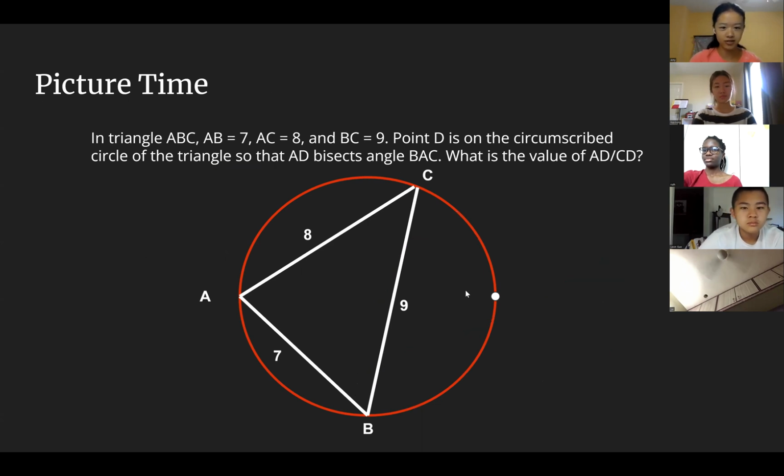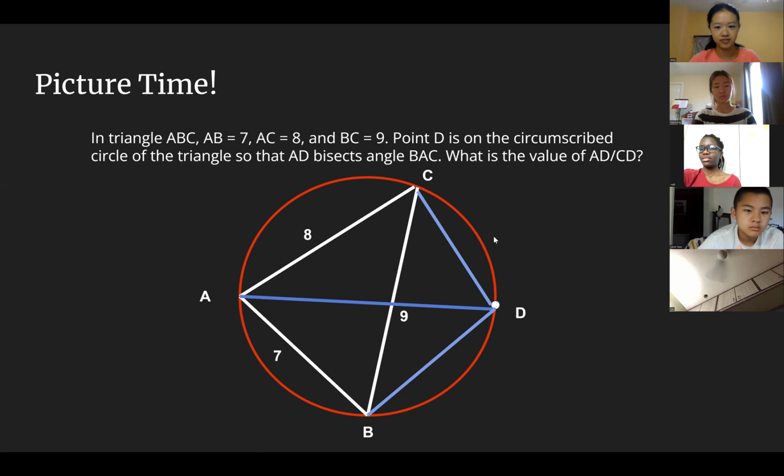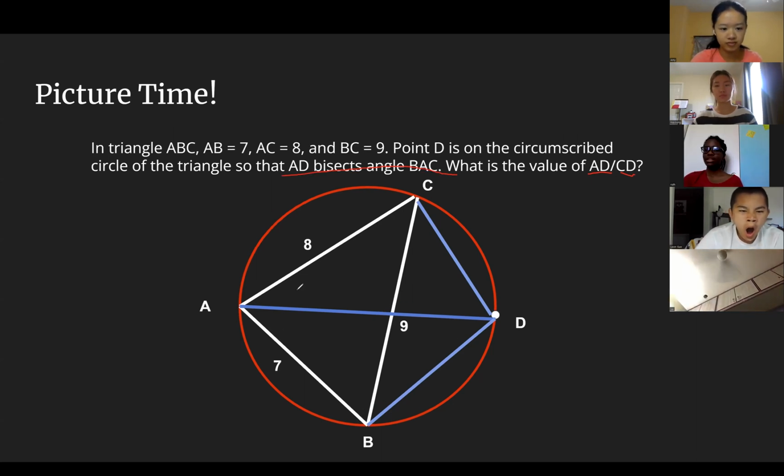It will look something like this. Yeah, so since AD bisects angle CAB, that means that the angles CAB and DAB are equal because it's bisecting it. So that means it splits that angle in half. And that means that lines CD and BD are also equal.